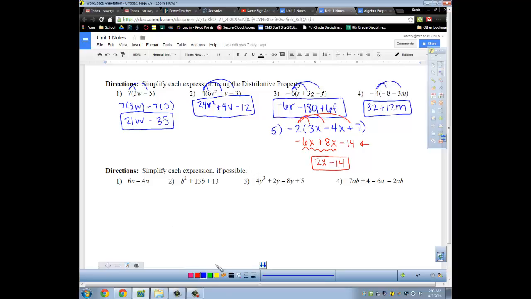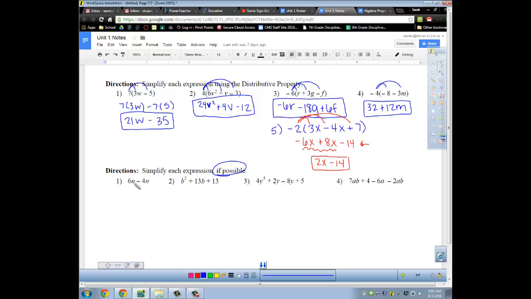Okay, the next four problems, they do not involve the distributive property. They just involve simplifying by combining like terms. Sometimes you'll have a problem that you can't combine anything, in which case you'll just write already simplified. That's why it says if possible.